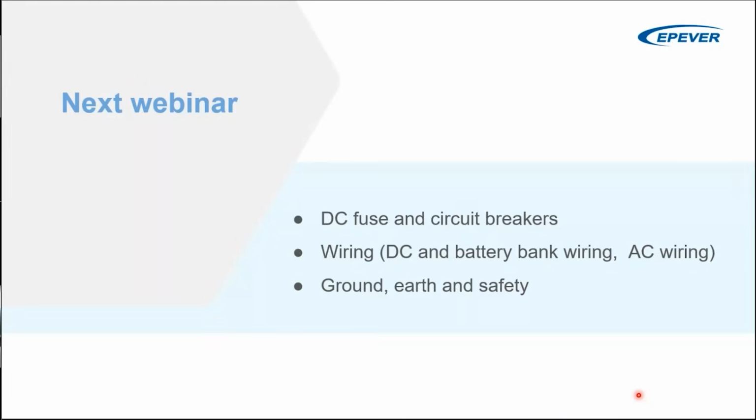Because this was long enough, we could not cover all the concepts in one webinar. In the next webinar, we are going to calculate the DC fuses required in the system, and the circuit breakers. We are going to look at the wiring principles, which are really important, of the DC and battery bank wiring and the AC wiring. And then we are going to have a look at the ground, earth, and safety.